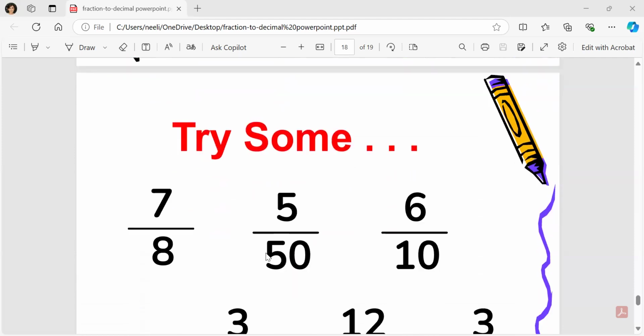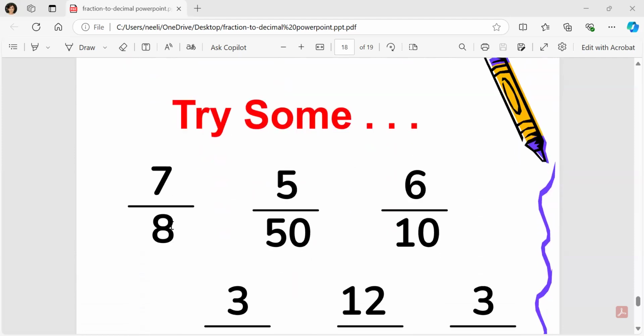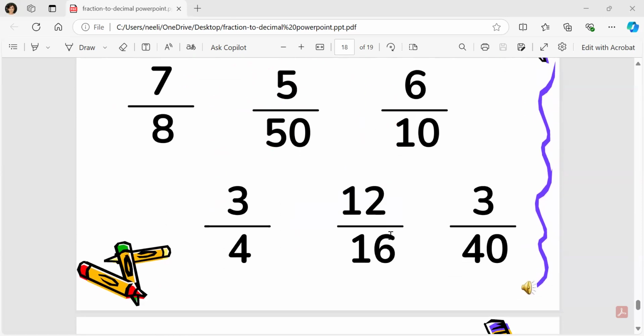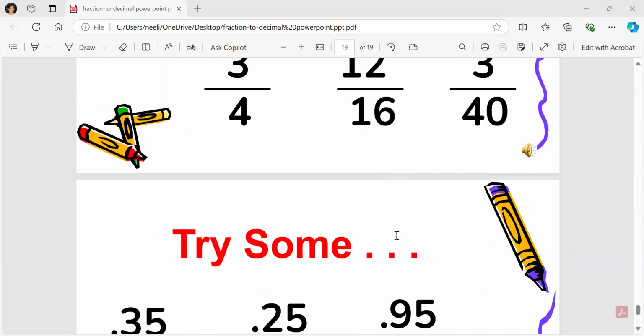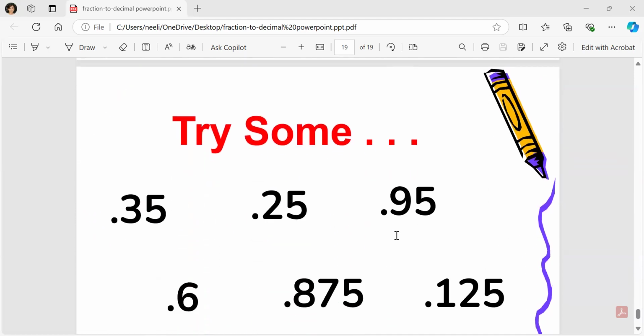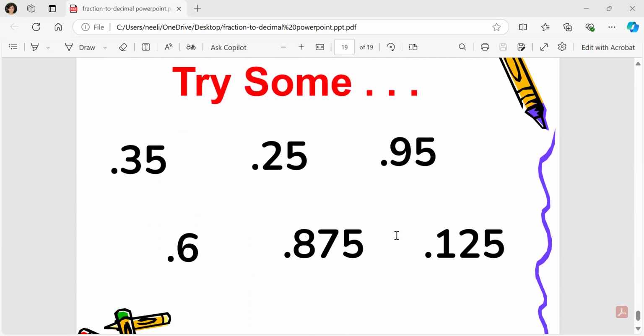In the same way, you can try 7 upon 8, 5 upon 15, 6 upon 10, 3 upon 4, 12 upon 16, 3 upon 40. Some more examples that you can try on your own so that you can practice these questions thoroughly. The answers are 0.35, 0.25, 0.95, 0.6, 0.875, and 0.125.